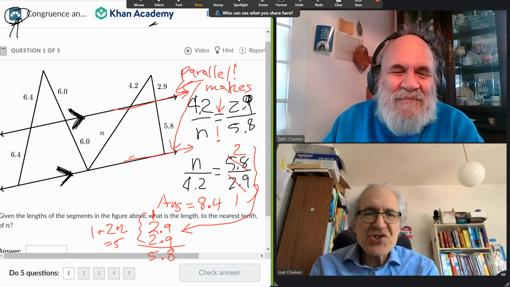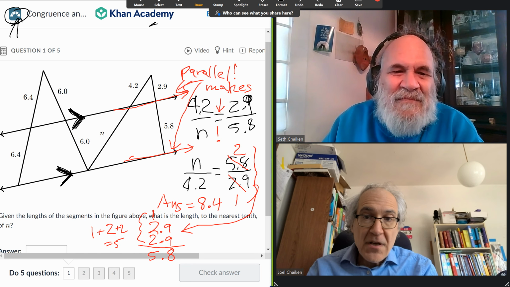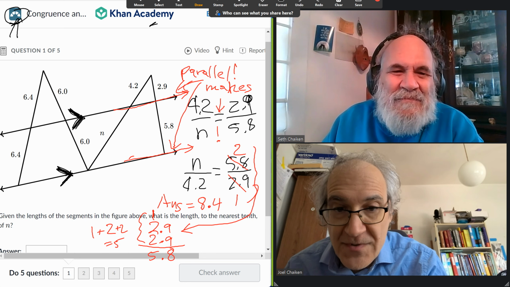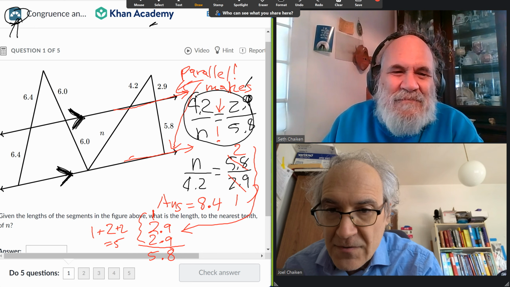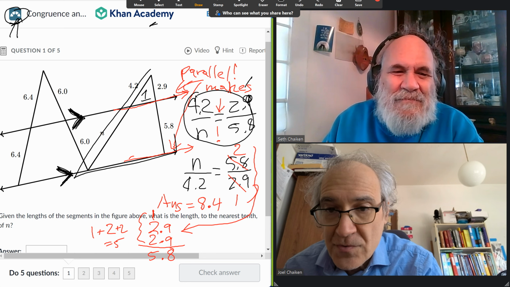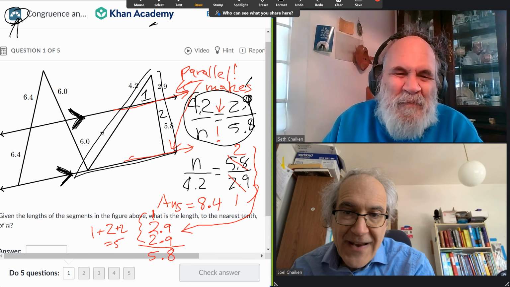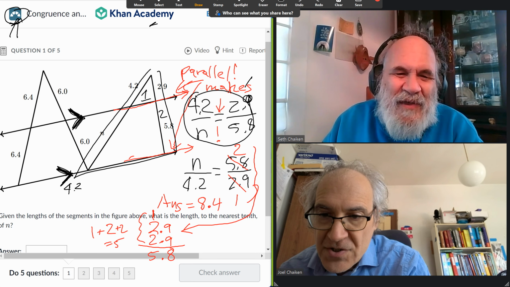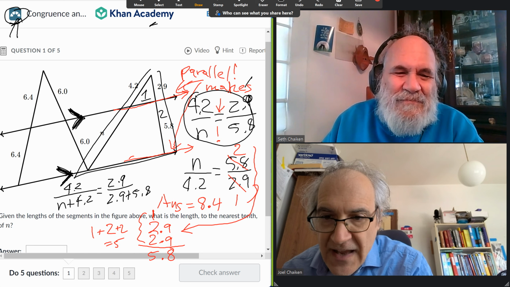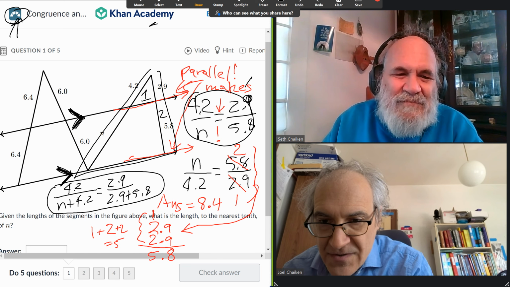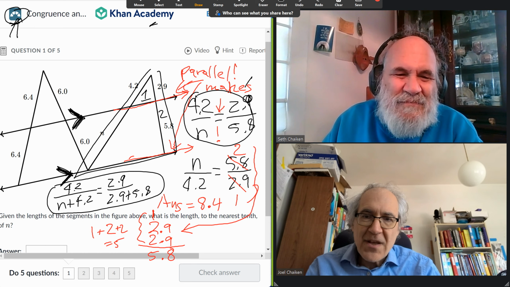Now, this relationship comes out of similar triangles. Yes, this is the quick way of writing it. But if you do it through similar triangles, little triangle 1 is similar to big triangle 2. So then you could write similar relationships: 4.2 is to n plus 4.2 as 2.9 is to 2.9 plus 5.8. And you would then get an answer for n. It doesn't look like these would give the same answer, do they?